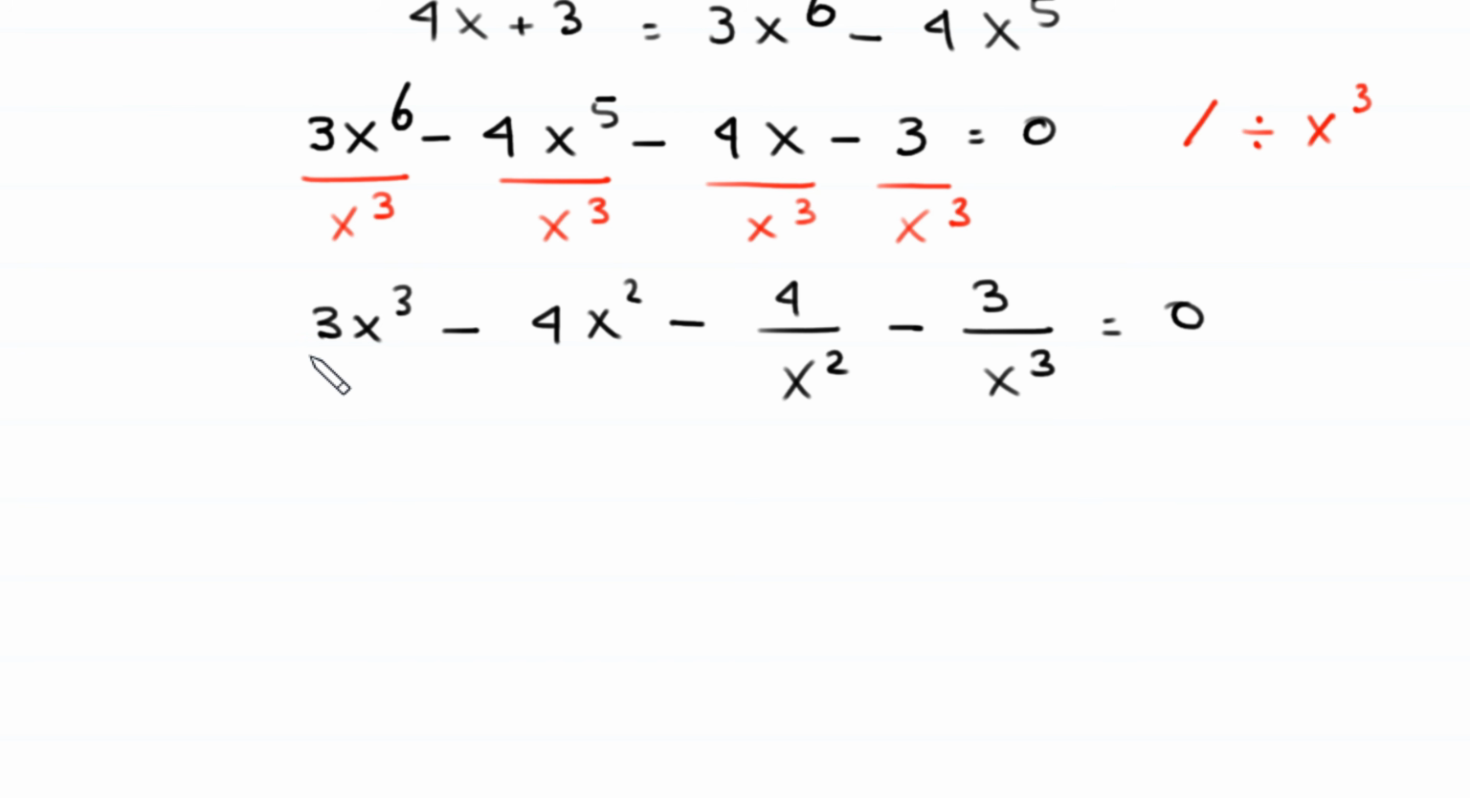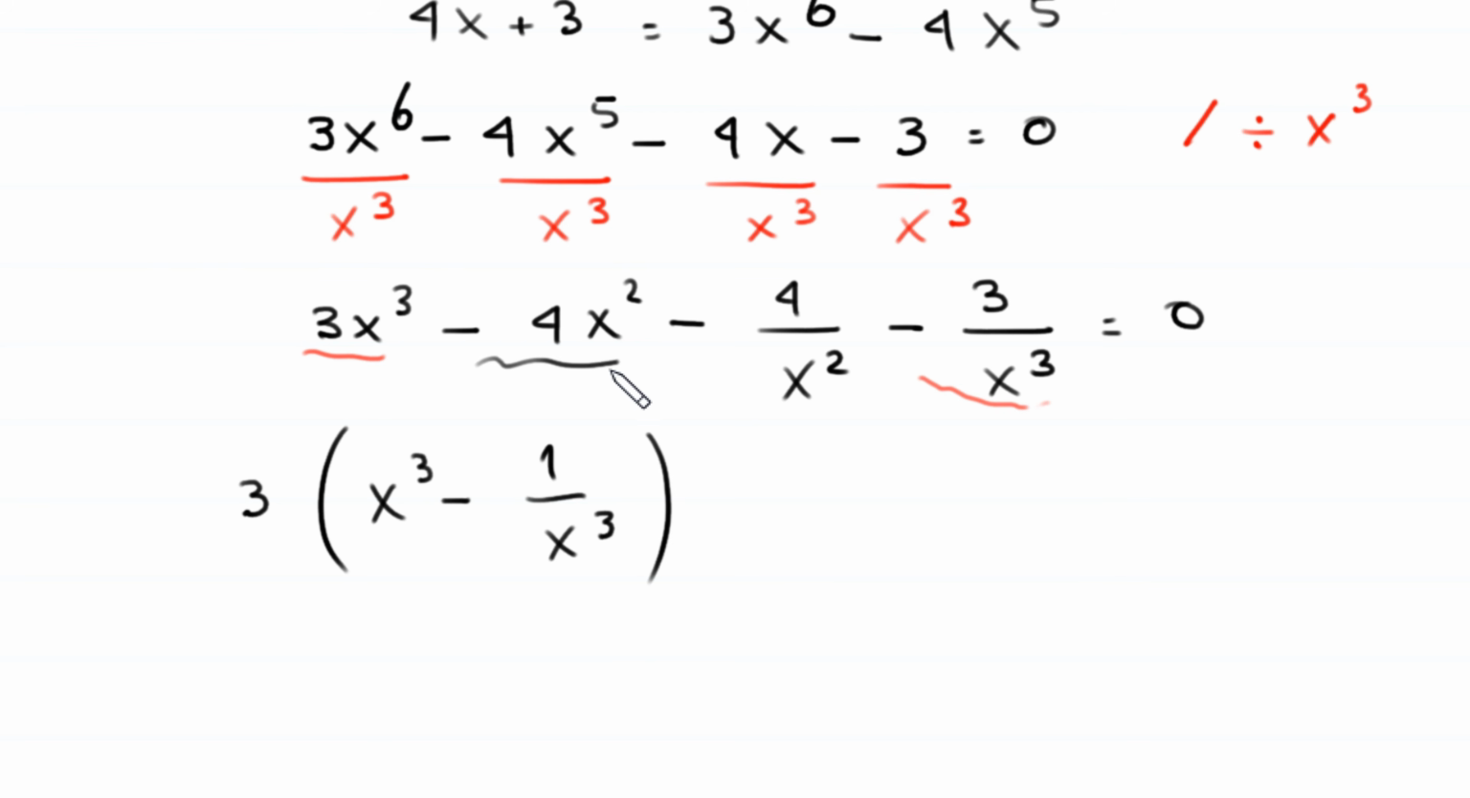From these two terms 3x cubed and negative 3 over x cubed, we can factor out 3. In bracket left x cubed minus 1 over x cubed, and from these two terms negative 4x squared and negative 4 over x squared, we can factor out negative 4. In bracket left x squared plus 1 over x squared equal to 0.